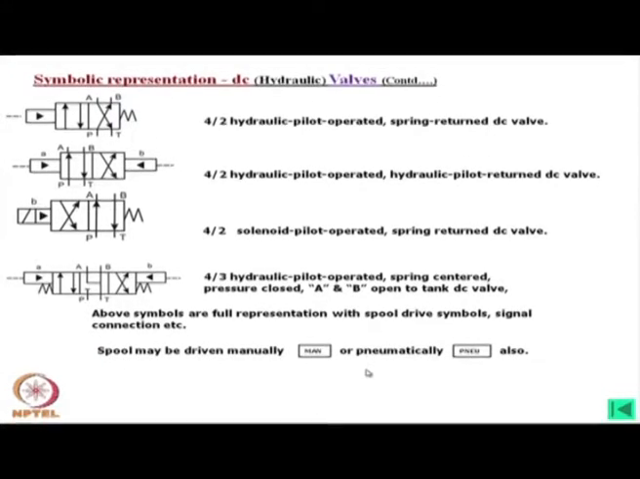Spool may be driven again manually or pneumatically. So, this is the hydraulic symbols. Similarly, in many valve symbols you will find that instead of this arrow, it is put there and it is written man, that is manually operated, and if it is put there, pneumatically. The valve is a hydraulic valve, sorry, but the spool is being driven by pneumatic power.